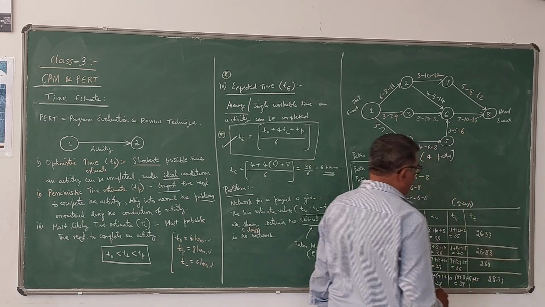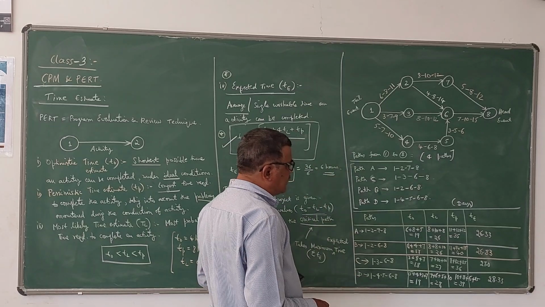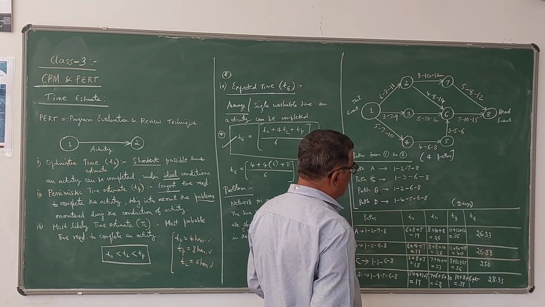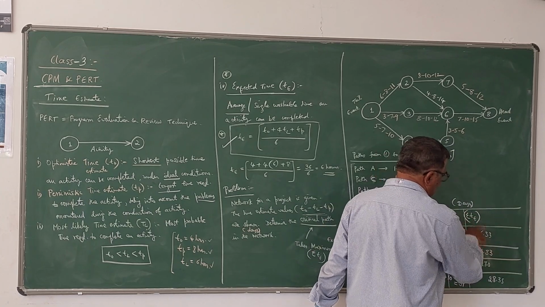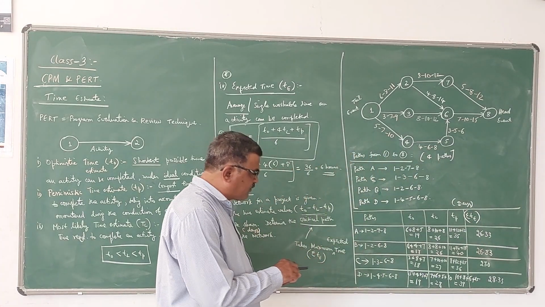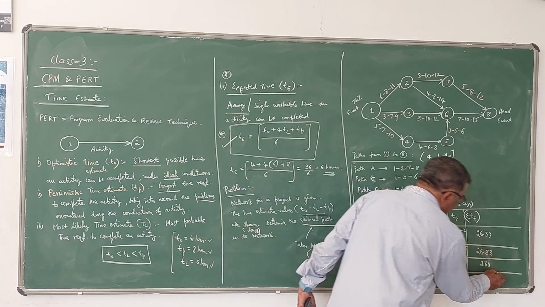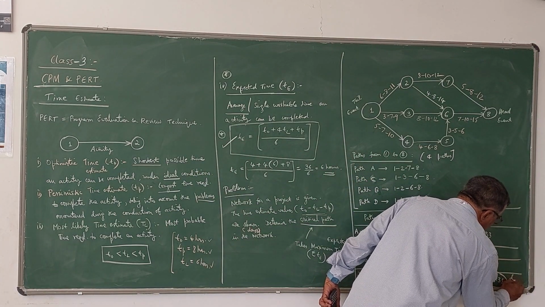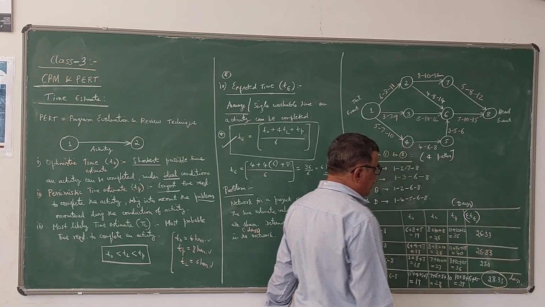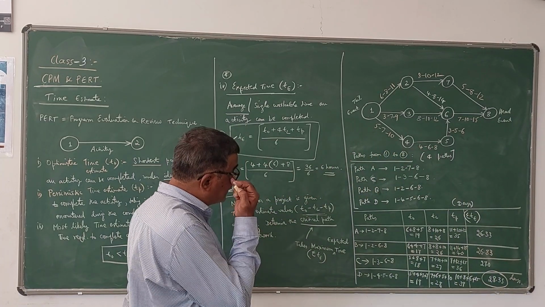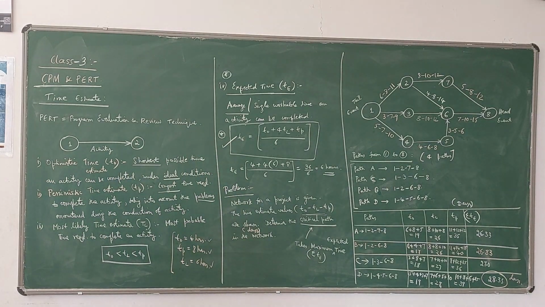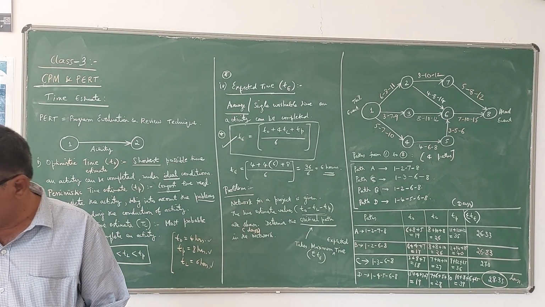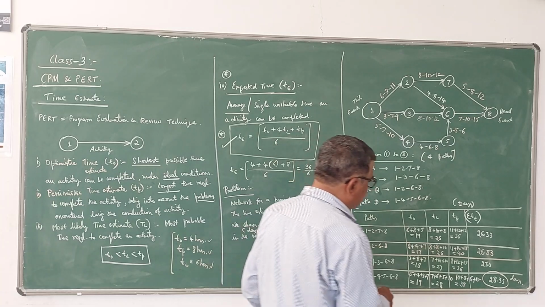28.33. Okay. So now actually this is your total estimated time. This is sigma TE only, because I have added and then taken the average. So among these 4 values, the highest value is 28.33 days. This is the maximum value. Therefore, the critical path is D. D is the critical path.